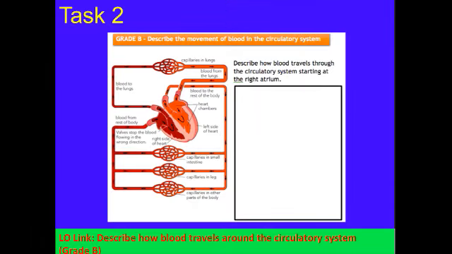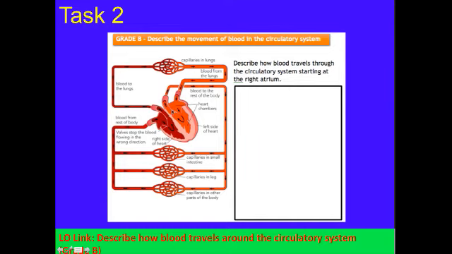Now you've got a more detailed diagram here of how you can describe the movement of blood through the circulatory system. Okay, so I want you to describe how blood travels through the circulatory system starting at the right atrium. Okay, so remember the right atrium is this one here. Okay, so we're starting with deoxygenated blood.